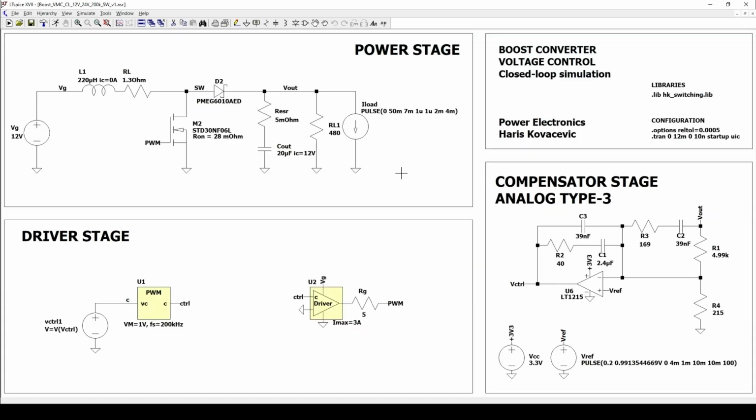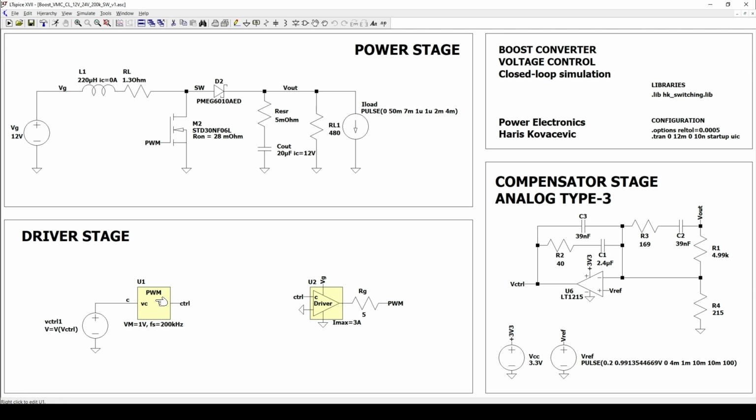This schematic now represents the real switching implementation of the boost converter. Unlike the averaged model, we explicitly include the MOSFET, the diode, the gate driver, and the PWM modulator. The control loop and compensator are exactly the same as before, so any difference in behavior comes purely from the switching implementation.